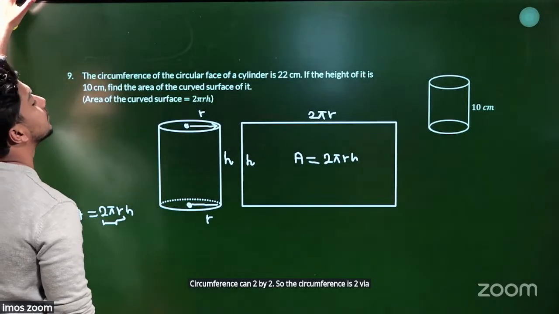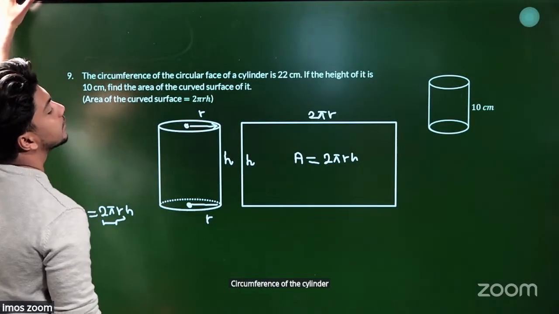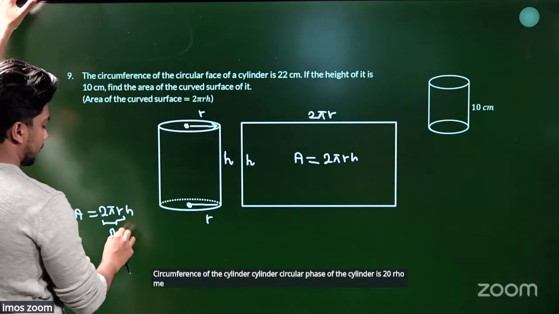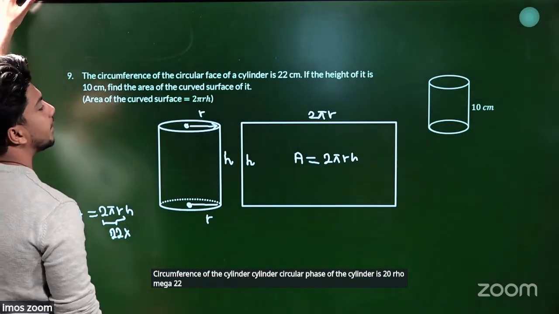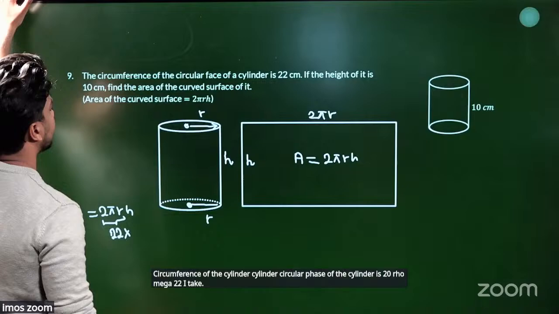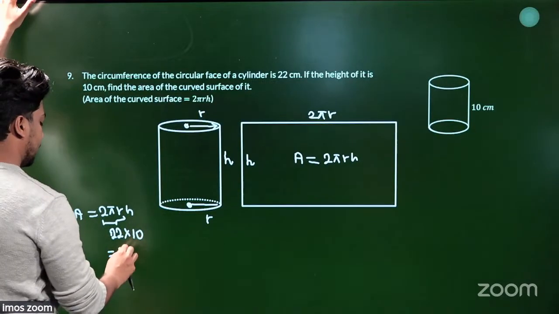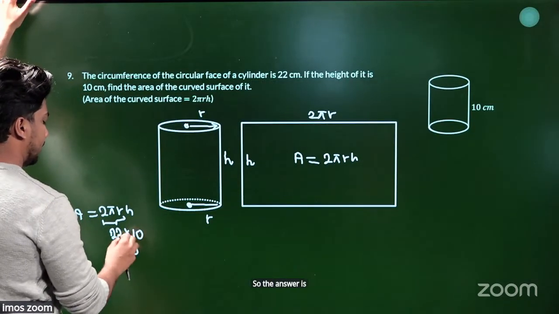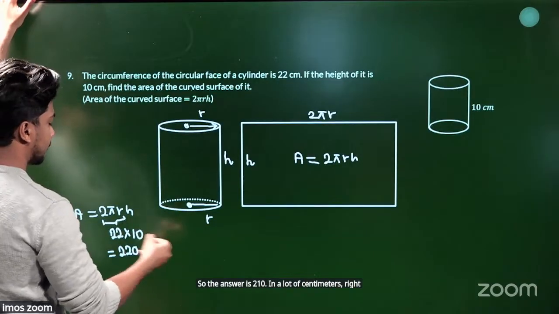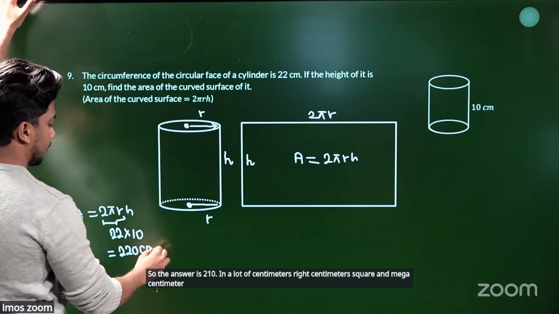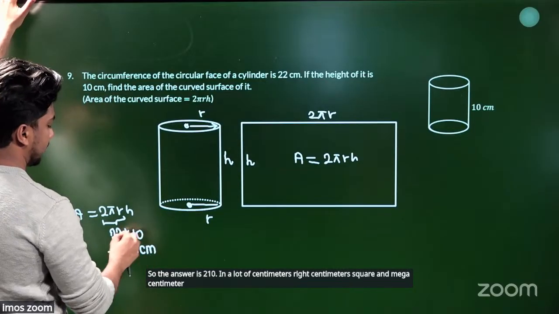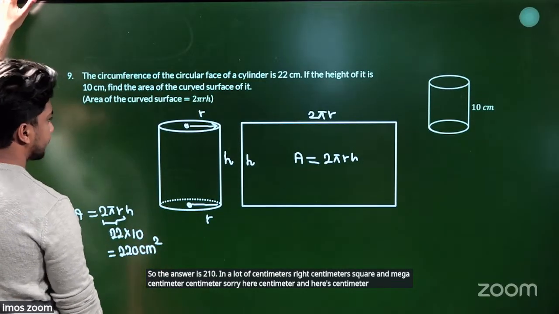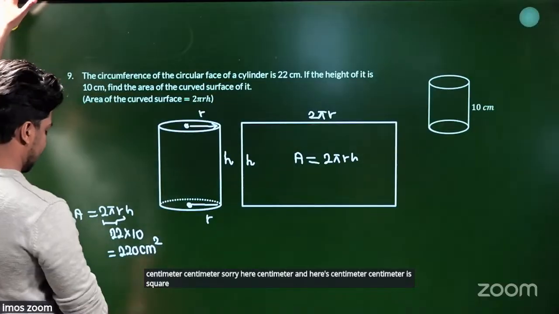The circumference of the circular face of the cylinder is 22. So this is 22. The height is 10, so the answer is 210. These are all centimeters, right? Centimeter square. Here centimeter and here centimeter, so centimeter square. Right? So this is the answer.